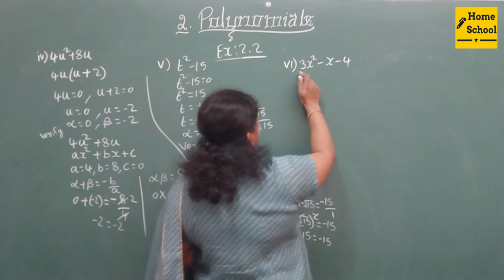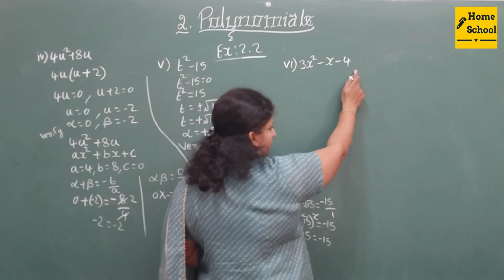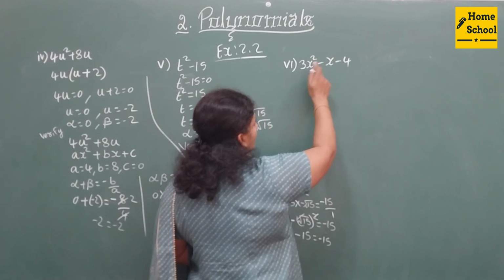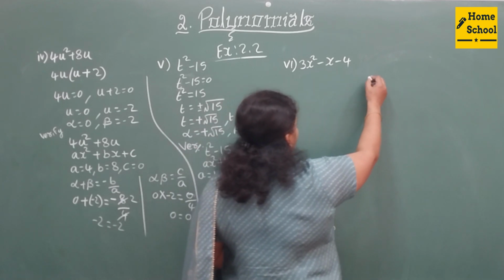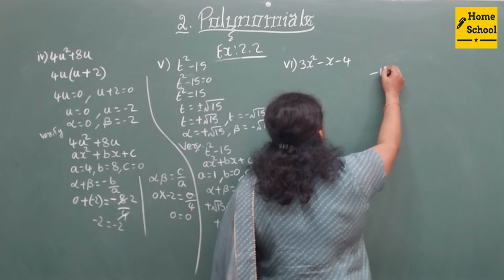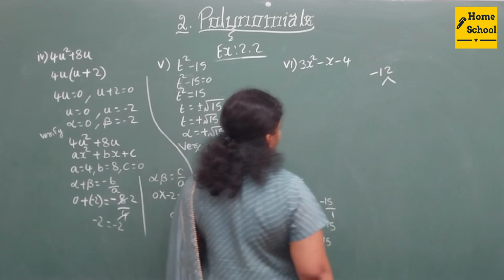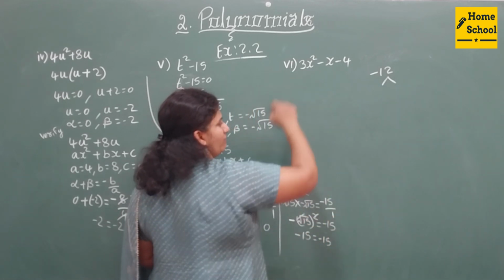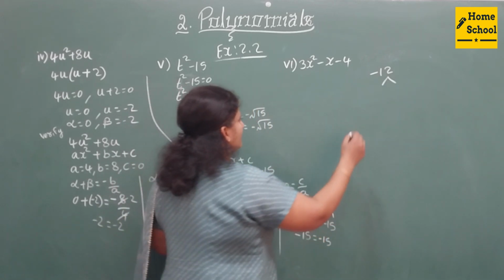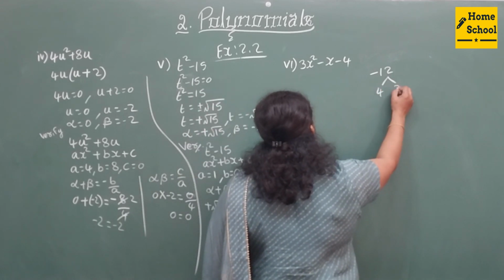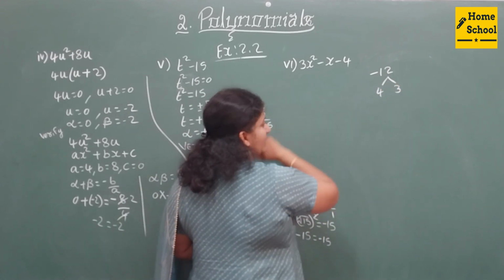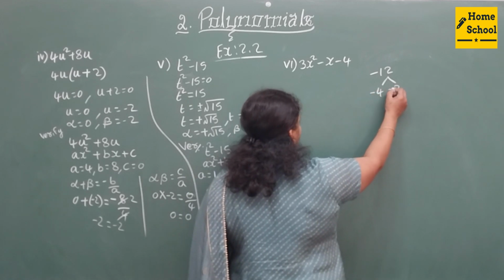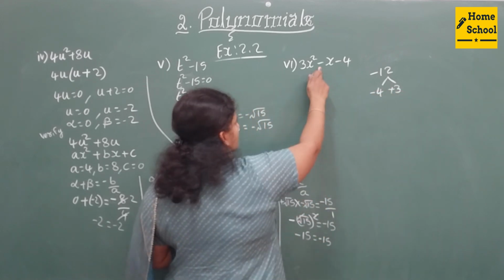Last problem in this main, 3x square minus x minus 4. See what you have, 3 and minus 4. Multiply. 3 4s are 12, plus and minus, minus 12. Find the factors in order to get minus 1. That is 4 3s are 12. I should get minus 1. Minus 4 plus 3 will give you minus 1.